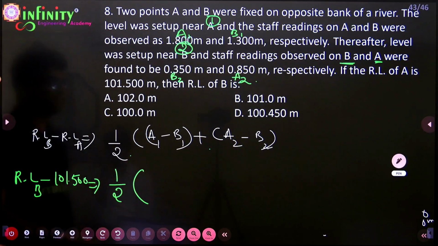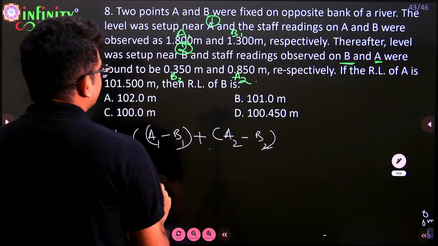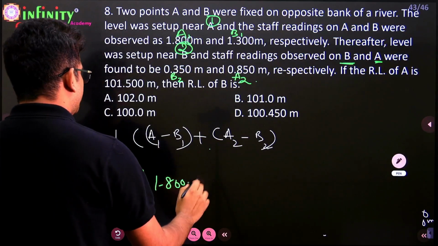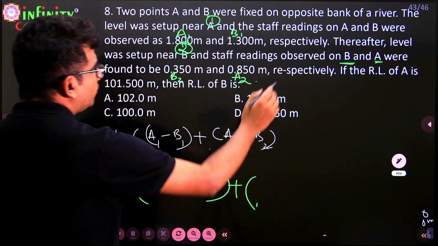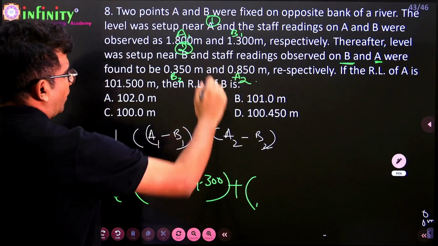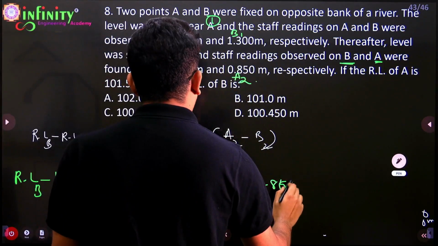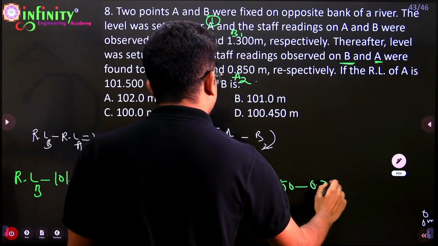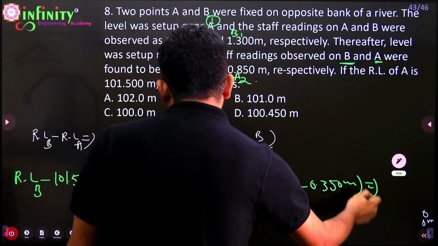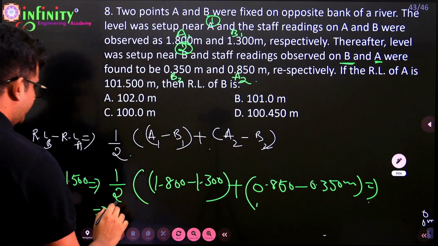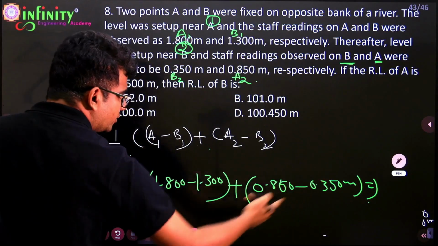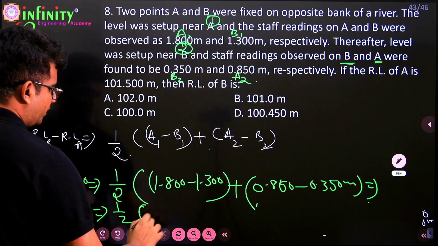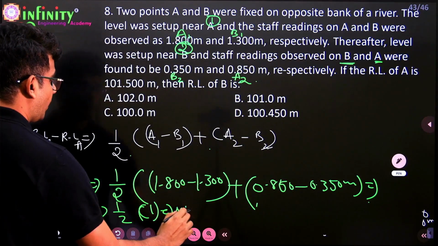500. So half into A1 minus B1, that is 1.800 minus 1.300, plus A2 minus B2. So A2 is 0.850 minus B2 is 0.350. So what will be the answer? Answer will be half into this value is 0.500, this value is 0.500, which is equal to 1. Half into 1 equal to 0.5.